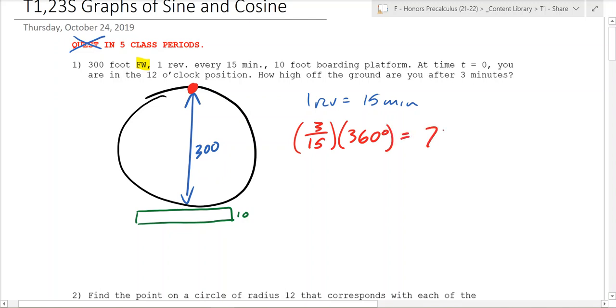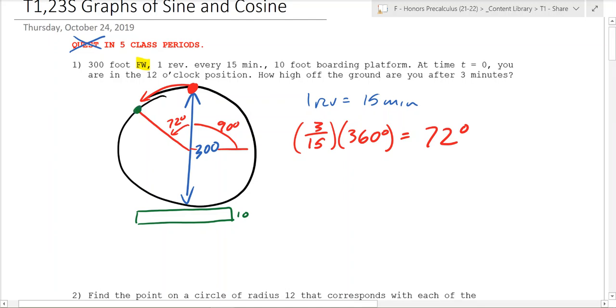So that's 72 degrees. Now, it doesn't say it, but it really wants to keep on going counterclockwise. So you're going to be going this way. And in that 3 minutes, you will have gone 72 degrees. Now, when we do sine and cosine, you have to add in this part. That's the 90 degrees. So really, it's 90 plus 72 degrees here for this point right here.